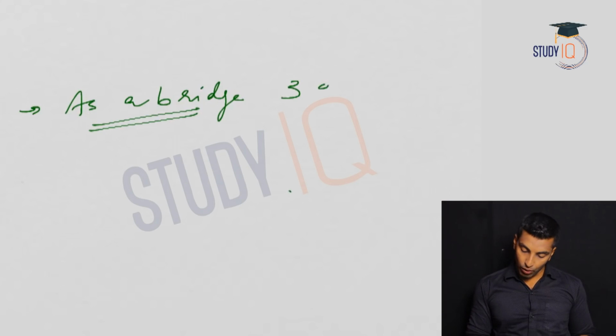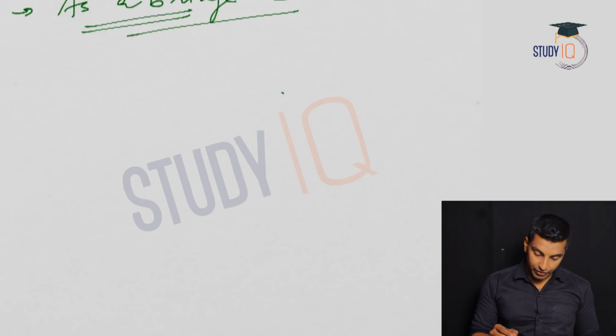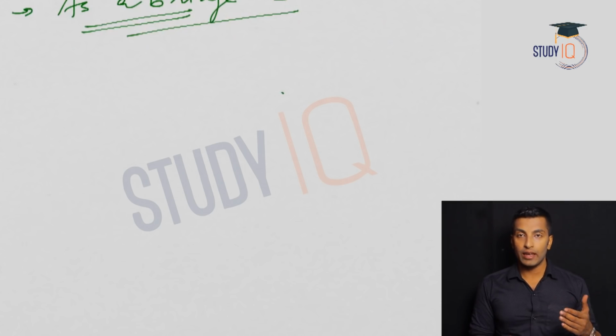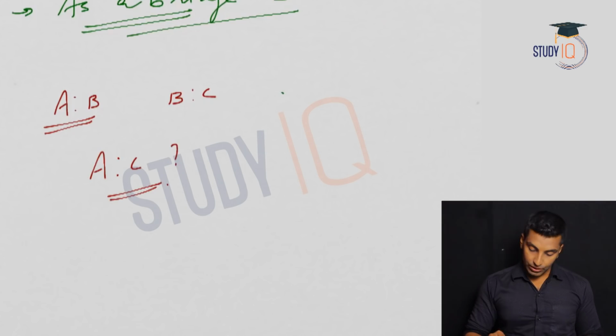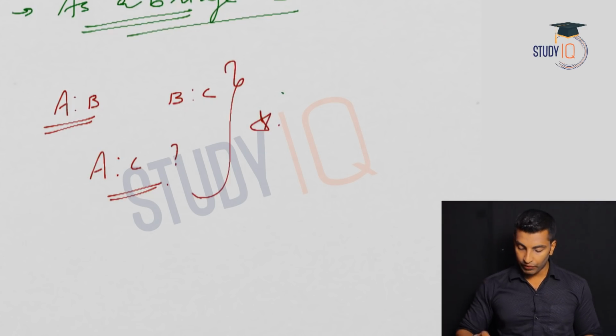Ratio as a bridge between three or more quantities, okay? It's like you will get a relationship between A and B, you'll get a ratio, say something like salaries, okay? So the ratio of salaries between A and B. Then you will get the ratio of salary between B and C, okay? Then you will get questions like A and C. So how will you solve this kind of question is what we are going to look at here.